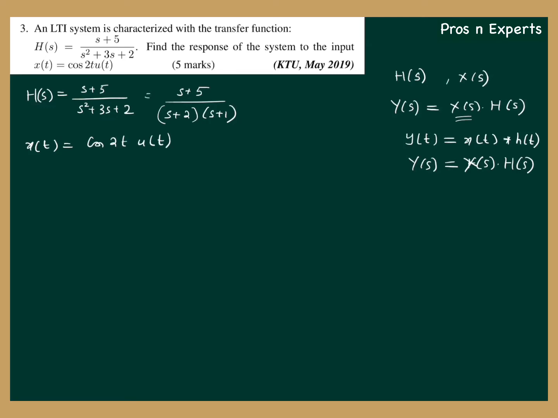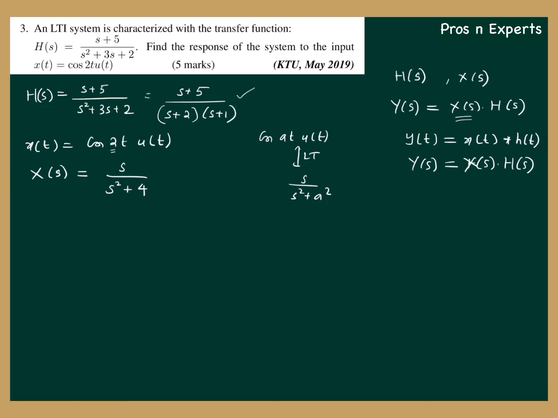Using the knowledge of Laplace transforms, if the signal is cos at u of t, what will be its Laplace transform? It will be s by s square plus a square. So here, for cos 2t u of t, X of s will be s by s square plus 2 square, that is 4.